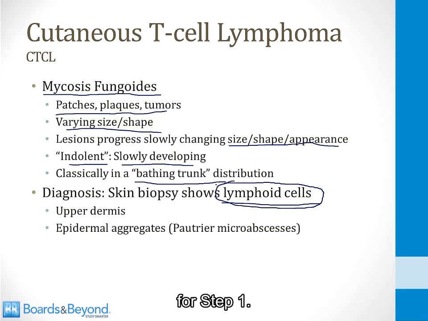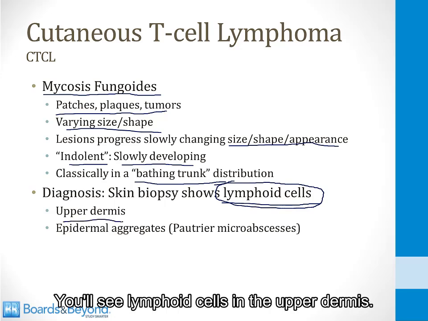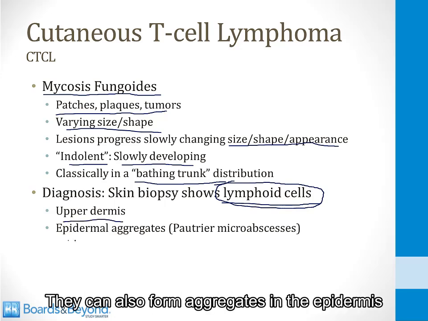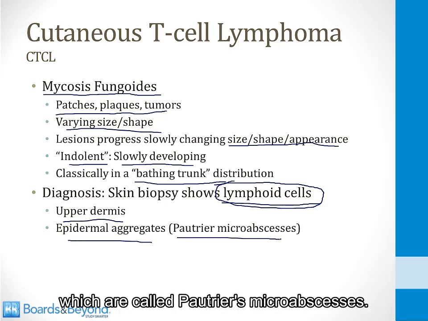feature you should know about for step 1. You'll see lymphoid cells in the upper dermis. They can also form aggregates in the epidermis, which are called Pautrier microabscesses.